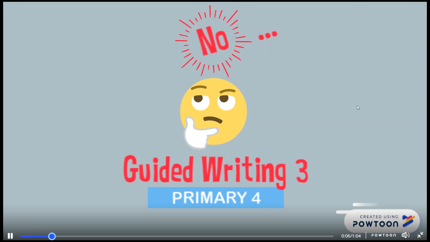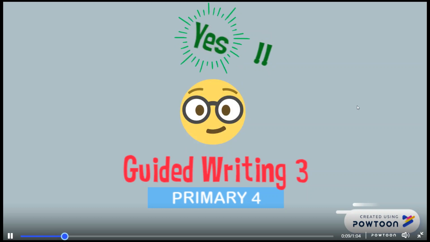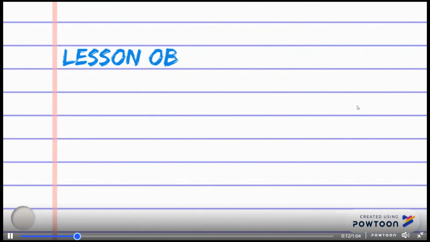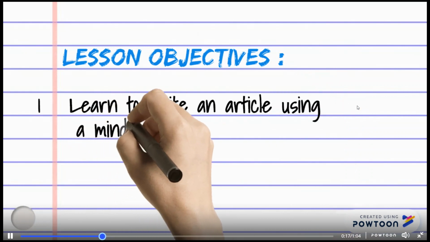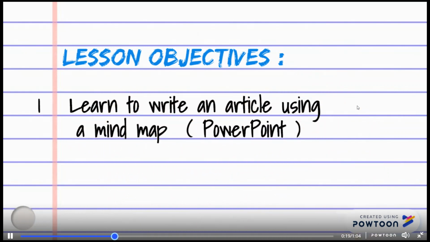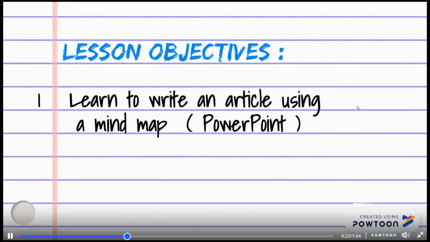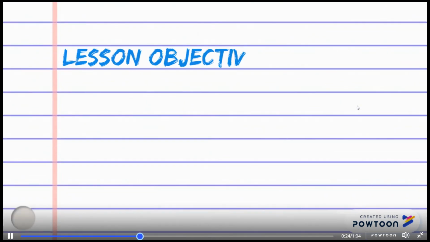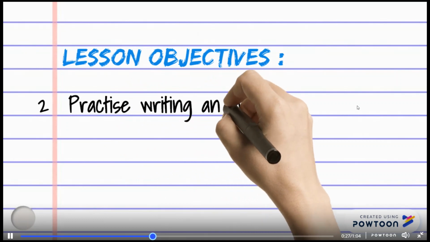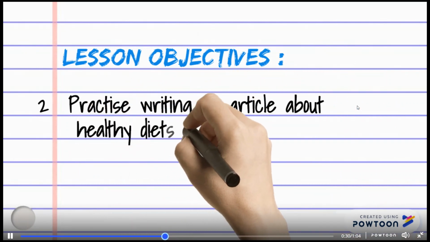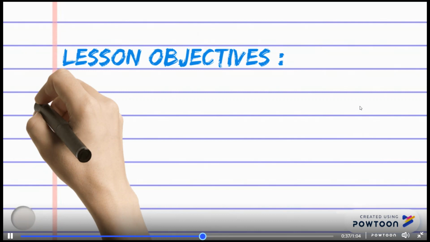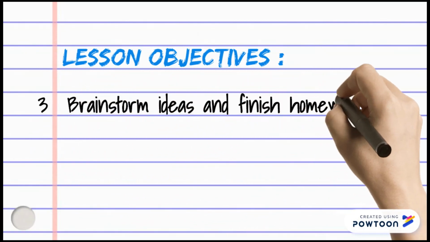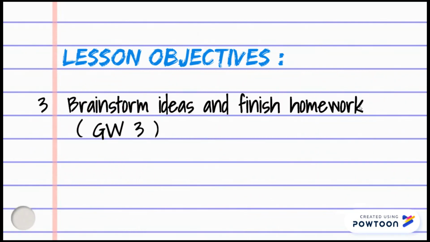Today's lesson is about guided writing. The first objective is to learn to write an article using a mind map from the Longman PowerPoint. The second objective is to practice writing an article about healthy diets in our book, page 34 to 35. The third objective is to brainstorm ideas and finish the homework, Guided Writing 3.